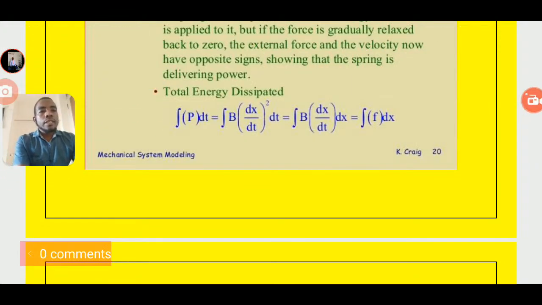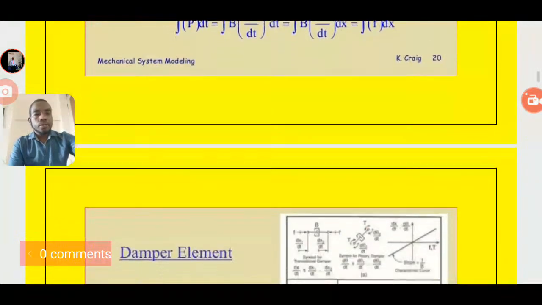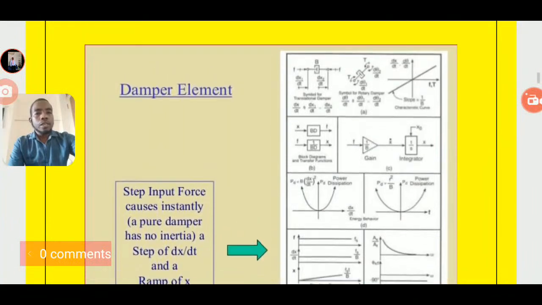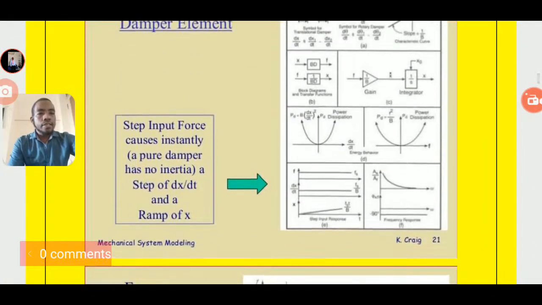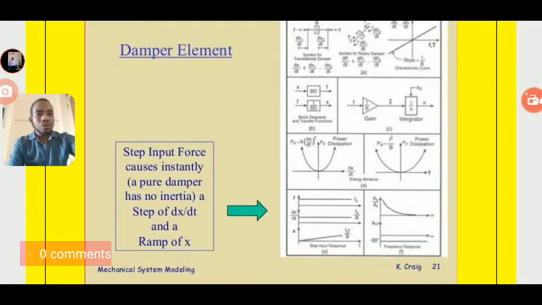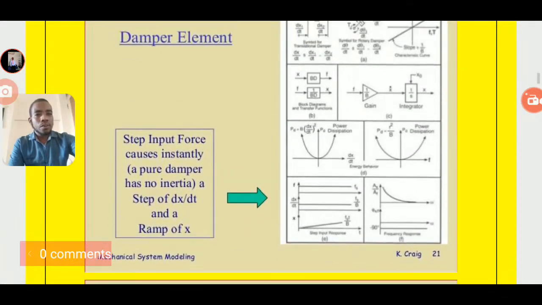The total energy dissipated in the case of the damper is the integration of P dt, which is equal to the integration of b into (dx by dt) squared dt, which is equal to the integration of b into dx by dt dx, which is equal to the integration of f dx. So this is all about the damper element. Here we can see the graphs or representations for the damper element.